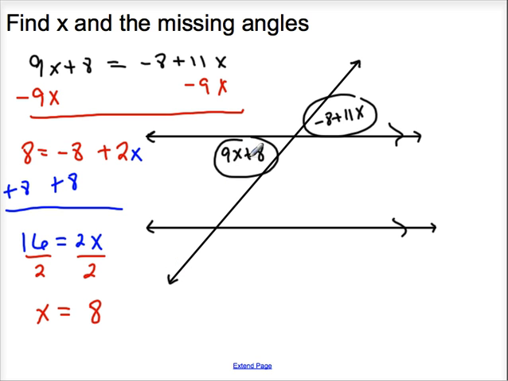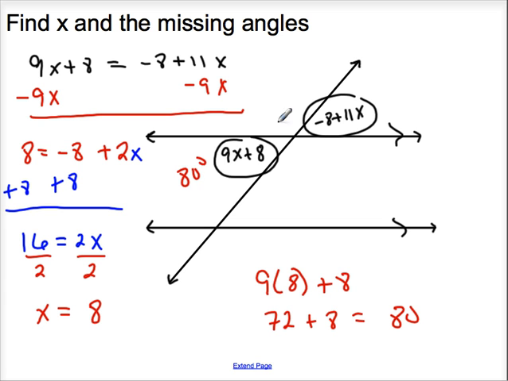You can go back and plug in 9 times 8 plus 8. So 72 plus 8, and I get an answer of 80. So if this is 80 degrees, and we said my vertical angles are congruent, then this one has to be 80 degrees as well. Okay, and again, I used the fact that these two angles were vertical angles. If they're vertical angles, then they must be congruent. So I was able to just set each equation equal to each other, solve for x, go back in, solve for the angle.